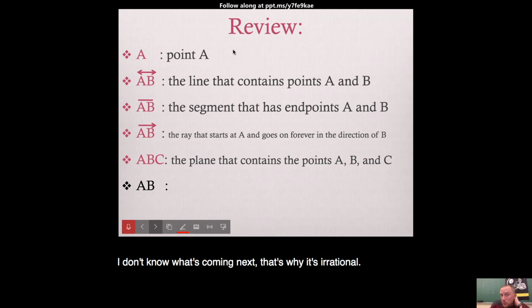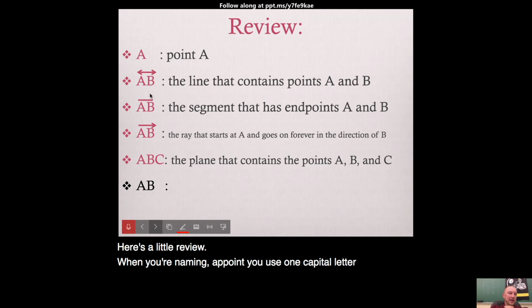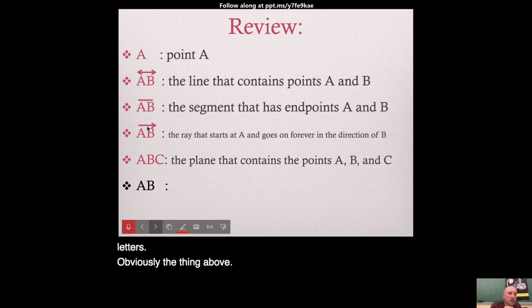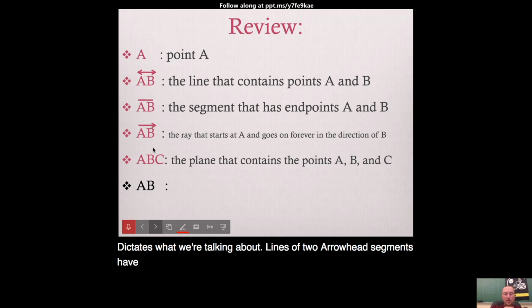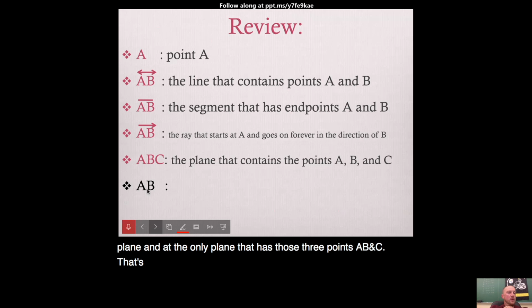Here's a little review. When you're naming a point, you use 1 capital letter. If you're going to name a line, a segment, or a ray, you're going to use 2 capital letters. Obviously, the thing above dictates what we're talking about. Lines have 2 arrowheads, segments have none, rays have 1, pointing to the right. 3 capital letters is a plane, and it's the only plane that has those 3 points A, B, and C. That's all review. Here's something new.